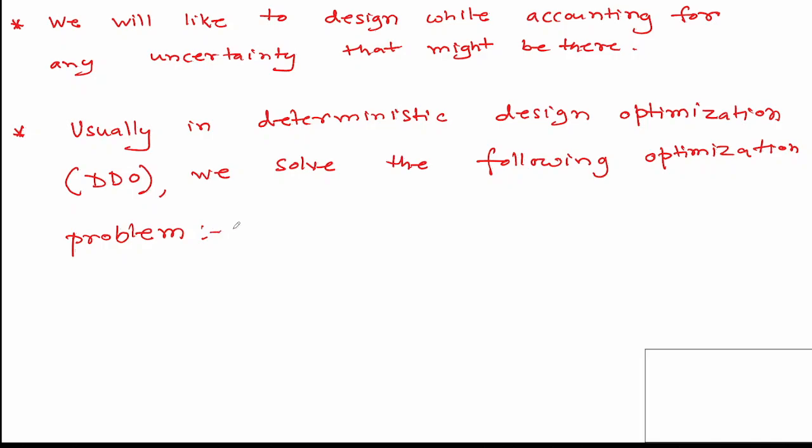And what is the problem? You will want to minimize a certain cost function, a certain objective function. That is what you will try to do. So D star is equal to arg min over D of C of D comma X, subject to.